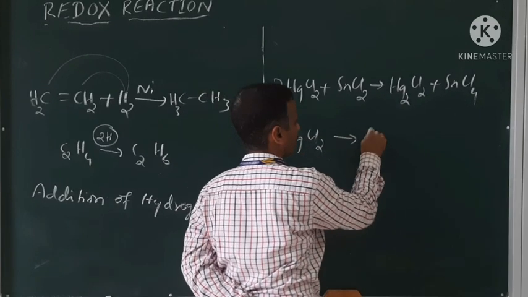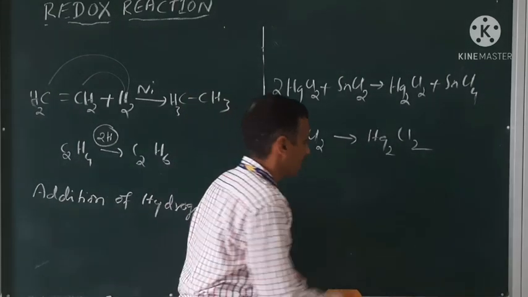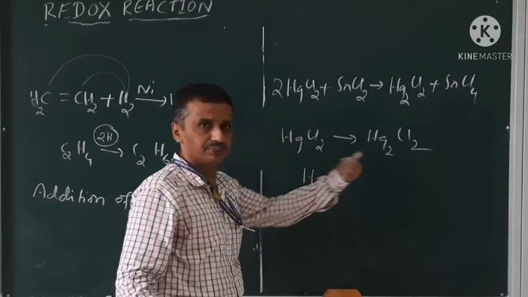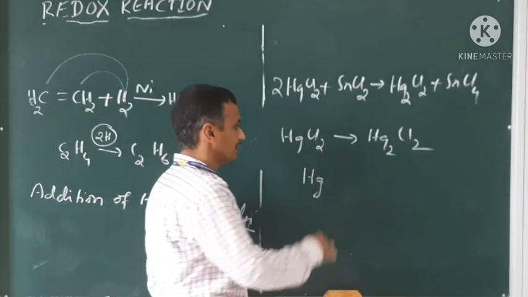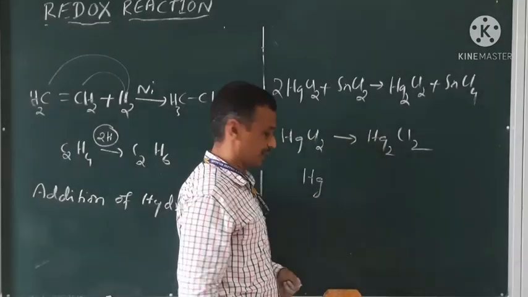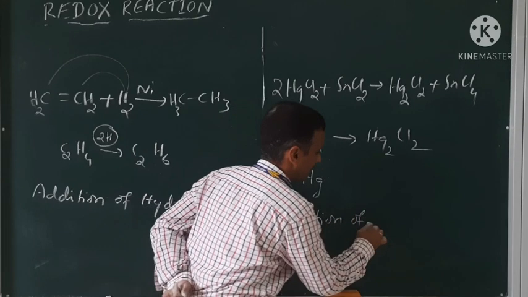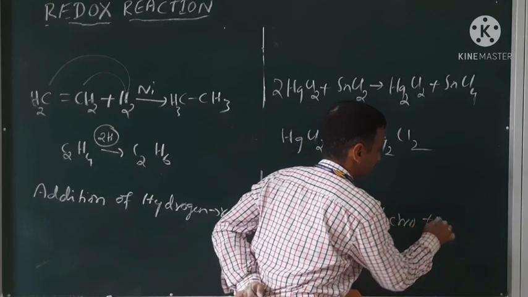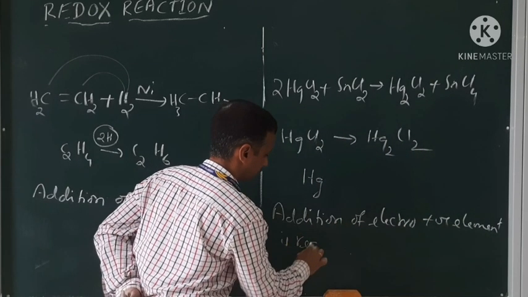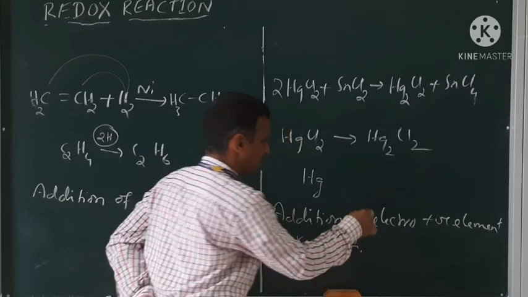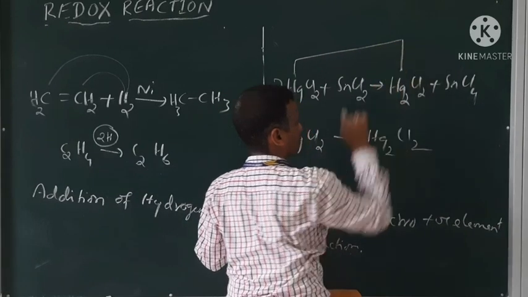HgCl2 giving Hg2Cl2. What is the difference? One mercury is the difference here. Mercury is electropositive only. It's a metal, and there was an addition of an electropositive element. So addition of an electropositive element is reduction. So this undergoes reduction.